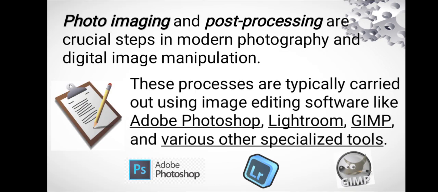So photo imaging and post-processing are crucial steps in modern photography and digital image manipulation. They involve a lot of techniques and processes used to enhance, edit, and refine photographs, whether they were taken with digital cameras or traditional film cameras. These processes are typically carried out using image editing software like Adobe Photoshop.